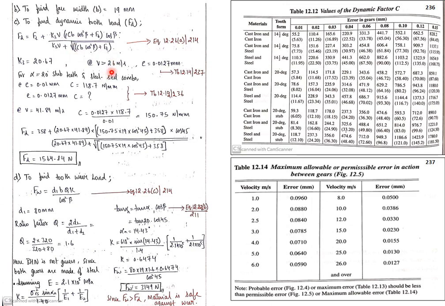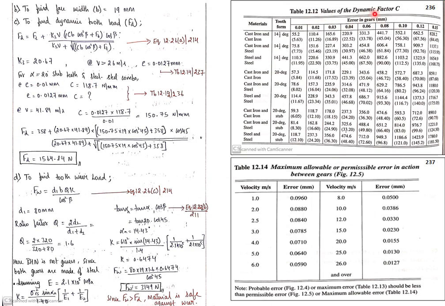Now we know the velocity, how much we have calculated before. It is greater than 26 meters per second. If you check table number 12.14, page number 237, this is the table. Since the velocity is greater than 26, the error function E you have to consider is 0.0127. So this is the error between the gears. From E, I repeat, from E you need to calculate the value of C.